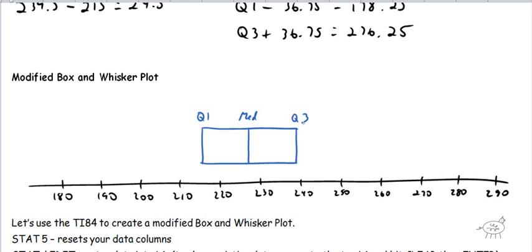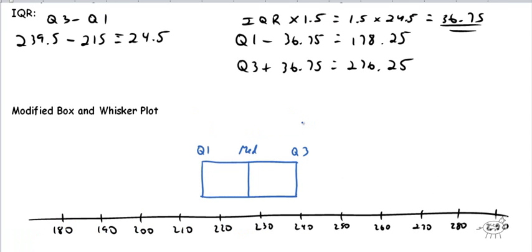Now let's talk about our whisker length. Okay, the whisker down towards the lower part goes down to 178.25. Well, what's our lowest piece of data? Isn't it 208? So it goes only to 208. That's our minimum value. Okay? Our maximum value for the whisker is 276.25. Now our maximum value is actually 282.